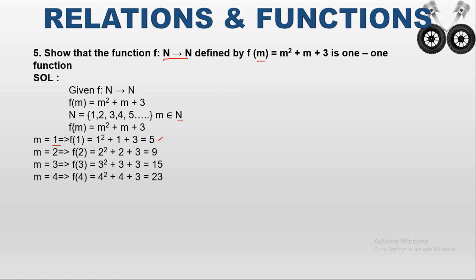Next, m equal to 2, so f of 2 equals 2 square plus 2 plus 3. 2 square is 4, so 4 plus 2 plus 3 equals 9. When I substitute m equal to 3, f of 3 equals 3 square plus 3 plus 3, which is equal to 15. Next one is 4. So f of 4 equals 4 square plus 4 plus 3. 4 square is 16, 16 plus 4 is 20, 20 plus 3 is 23. So here N is given as the natural numbers.